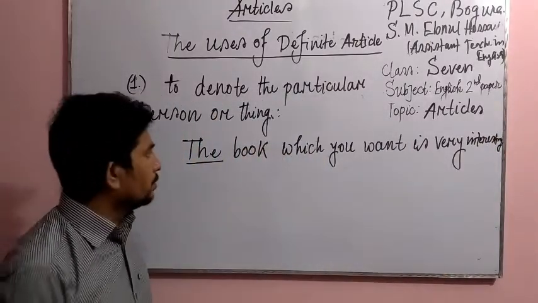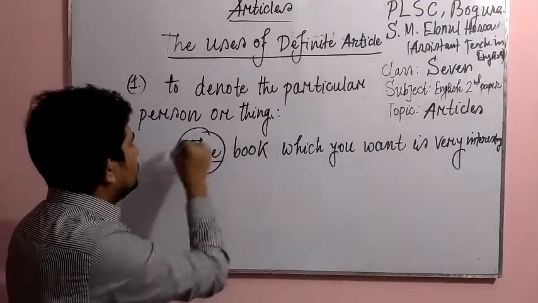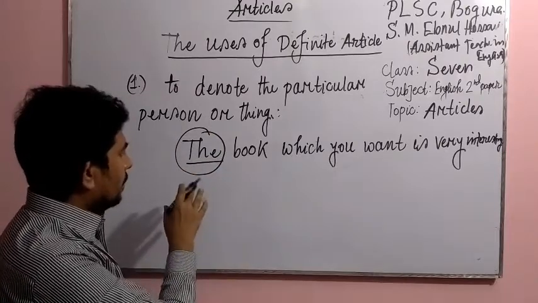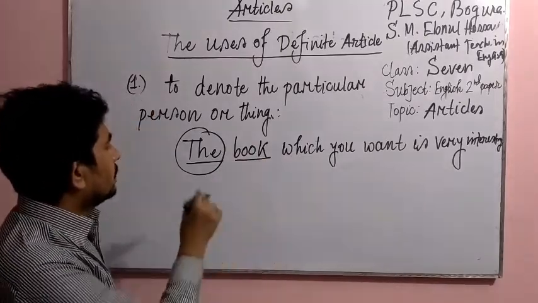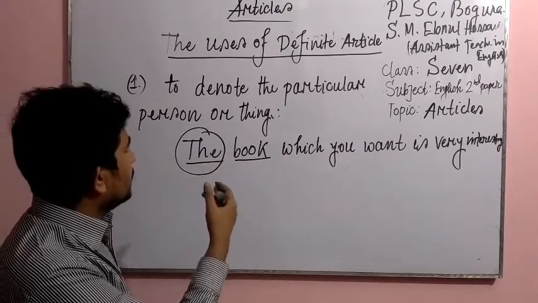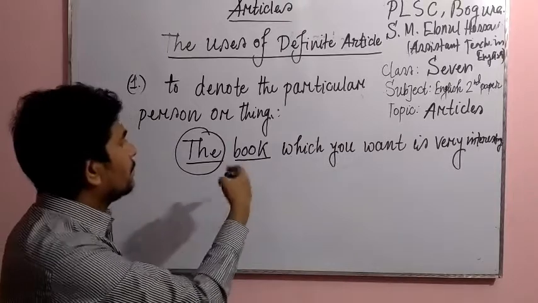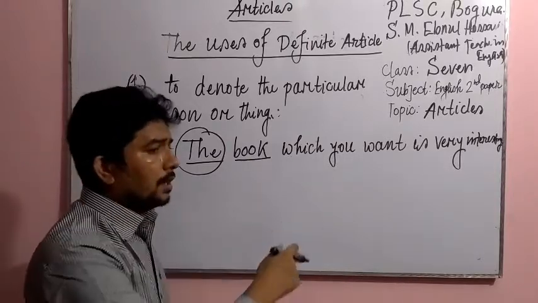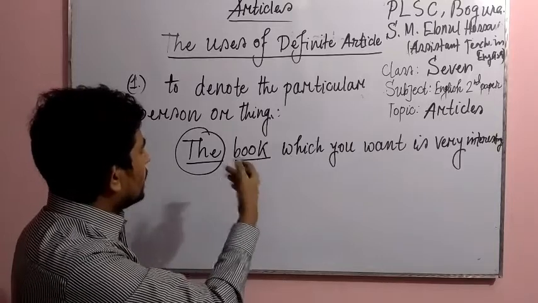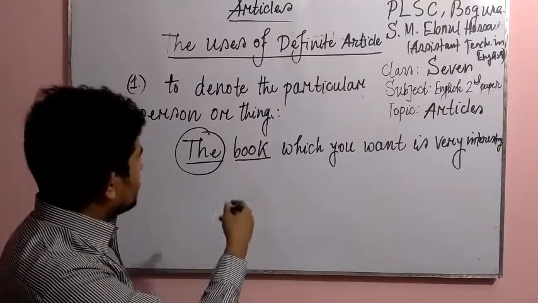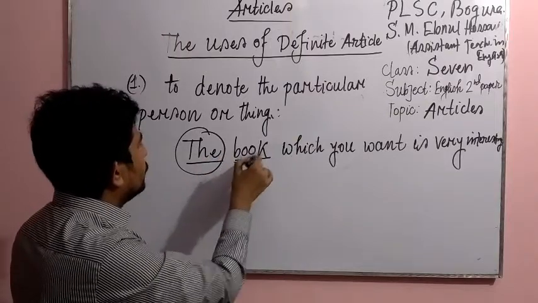Here notice or look at the board that here the definite article 'the' takes its position before the noun book, and we already said that the definite article is used before the particular person or thing. Here the book means the particular book which you want. Here 'the' denotes the particular or specific book which you want. So here 'the' is used before the noun book.